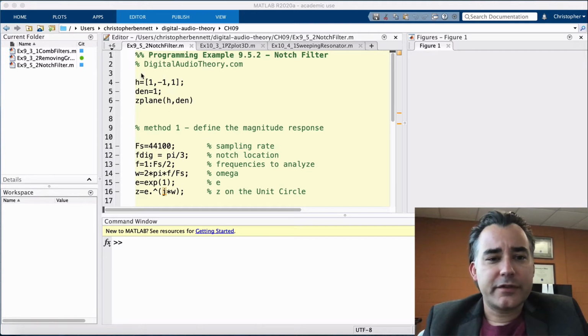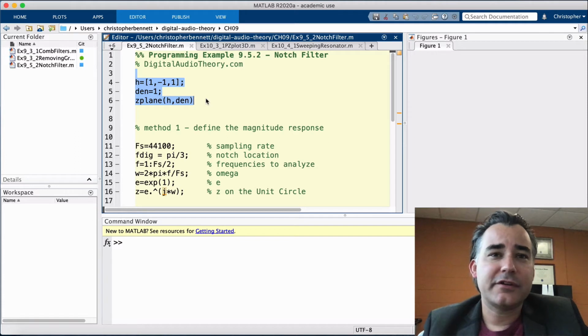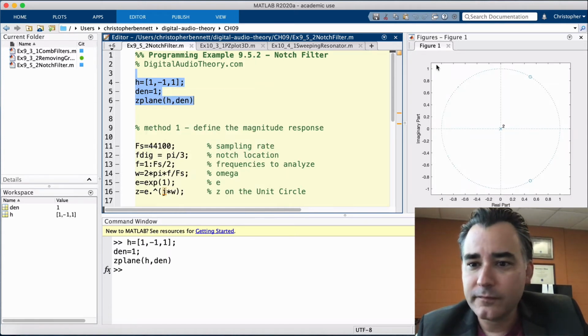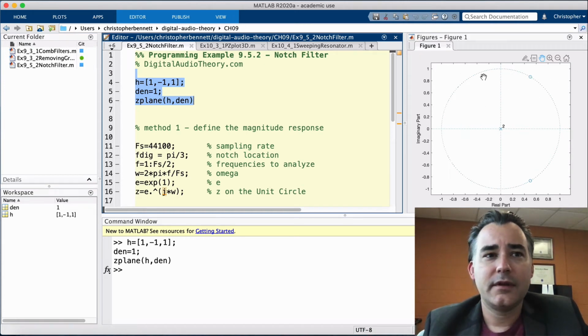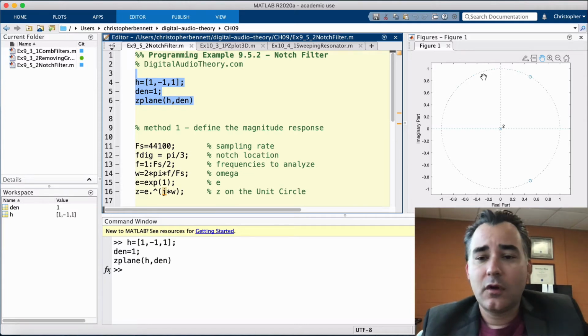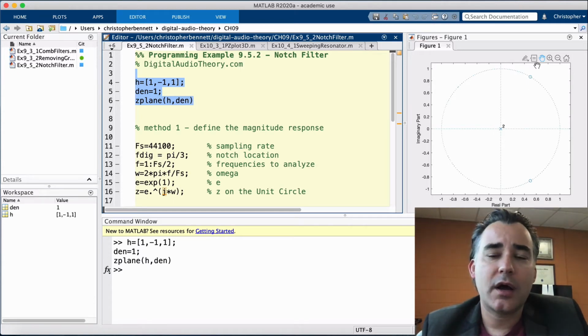So let's start with a simple impulse response here. We can use the Z-plane function in MATLAB or Octave by passing it the impulse response of a system, and the zero locations will be generated and plotted. Here we have it. This produces two zeros, one at pi over 3 and one at negative pi over 3. So pi over 3 corresponds to a frequency of 7.35 kilohertz for a sample rate of 44.1.